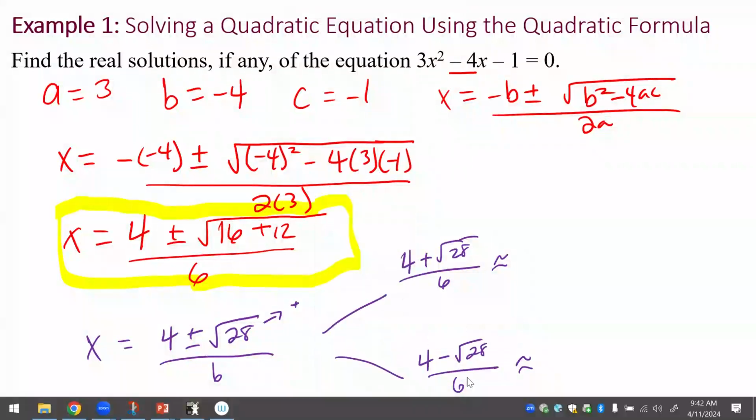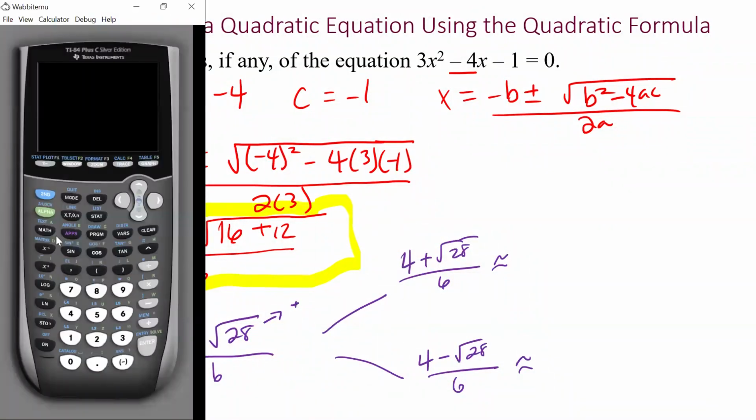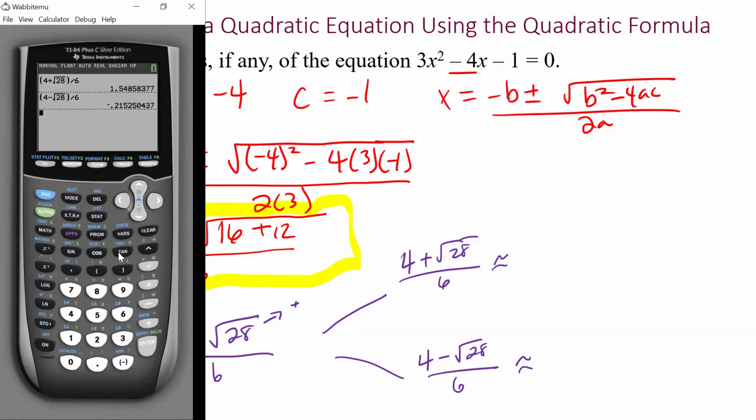I'm going to go to my handy dandy calculator. So in the calculator, you can see I've already inputted. Notice that I input my numerator in parentheses because it has to take place first. So I have 4 plus the square root of 28 divided by 6. And then I have 4 minus the square root of 28 divided by 6. And these are my 2 solutions. Uh-oh. My calculator is glitching.